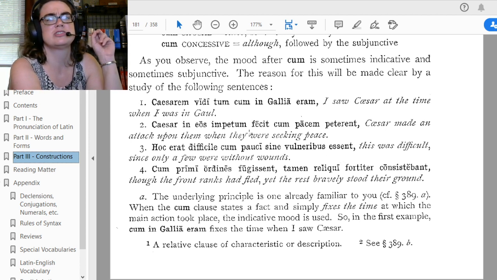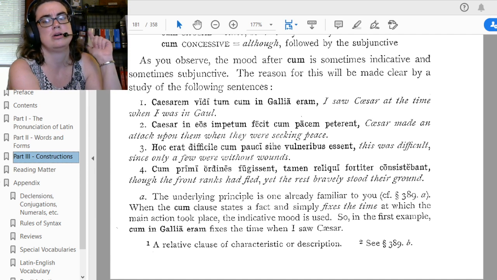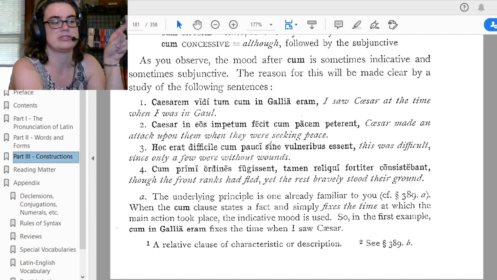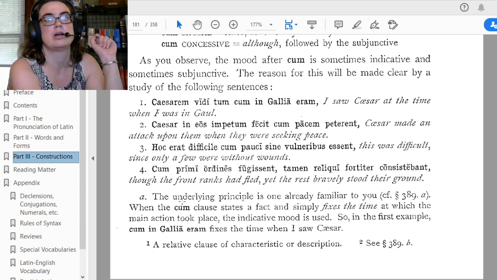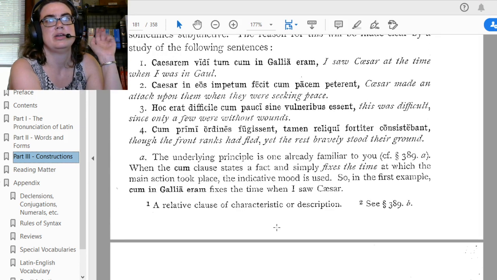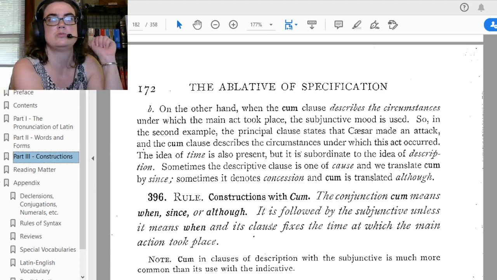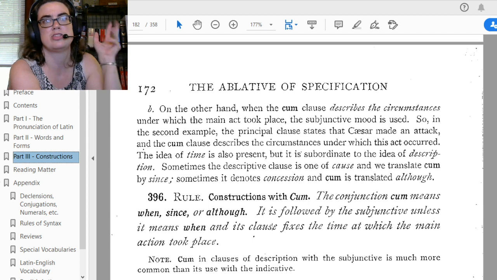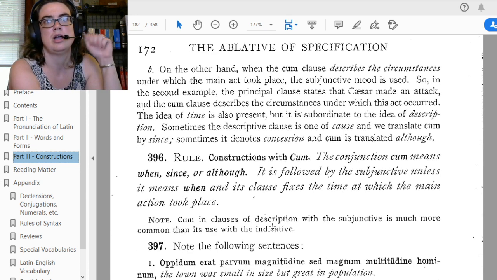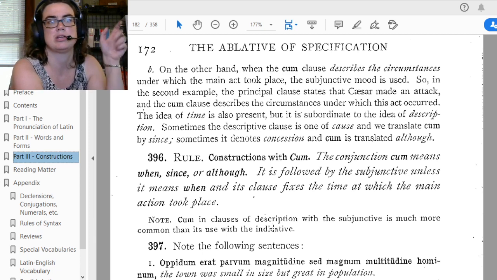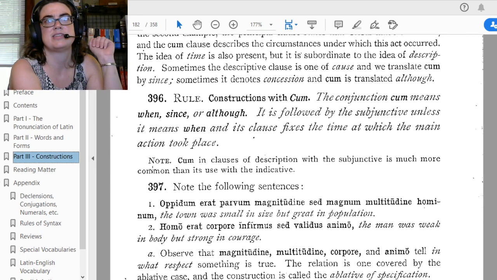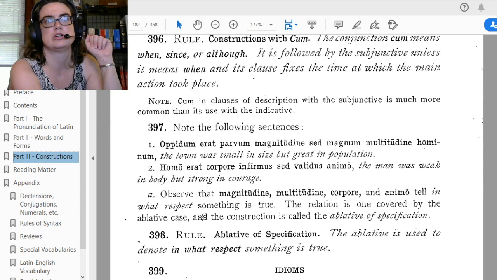Okay. You choose the tense of the subjunctive based on the tense of the main verb and the relative relationship of the clause with the main verb. The underlying principle is that when cum states a fact and fixes the time, use the indicative. When cum describes the circumstances, you use the subjunctive because it gives a subordinate clause with unnecessary but useful information. It might be time, it might be concession, it might be cause. It means when, since, or although. When it's indicative, any of them when subjunctive.